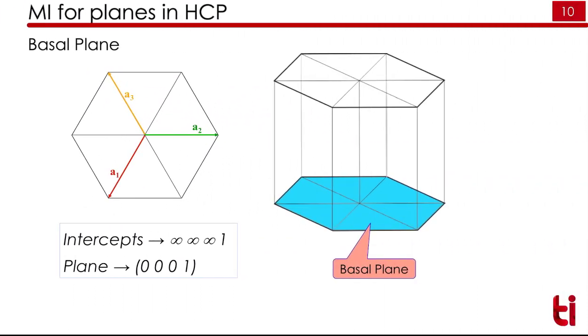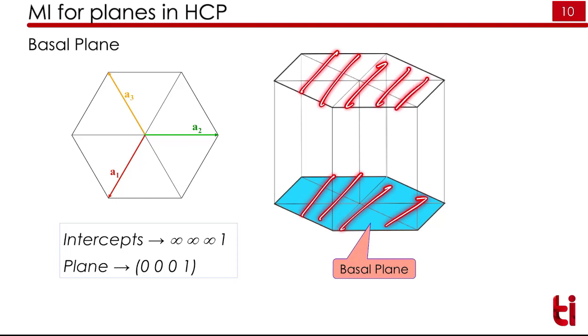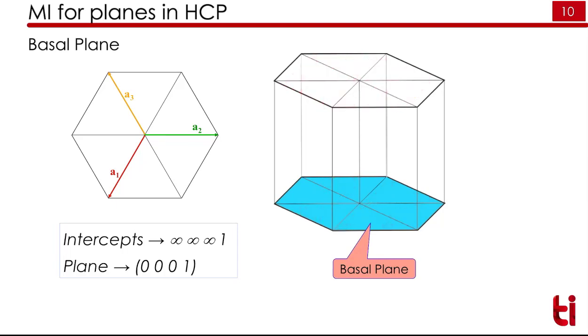So as I told you, there are 4 Miller indices. Here one is A1, another is A2, third is A3, and the fourth one is coming out of the screen. For example, these two planes, one at the bottom and one at the top, we call the basal plane, and for this we will now find the Miller indices.